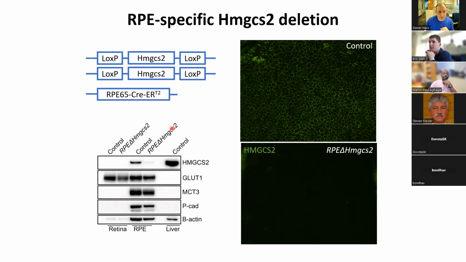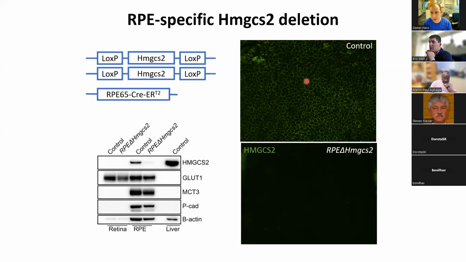So, here I have a Western blot from our lab showing that you can use this RPE delta HMG-CS2. There's no HMG-CS2 in the retina to start with, so it has no effect. The RPE has HMG-CS2, but when you use this transgenic model, it doesn't have it any longer. And it seems like, relatively speaking, the GLUT1 and MCT3 are maintained. So this is just to show that the knockout works.